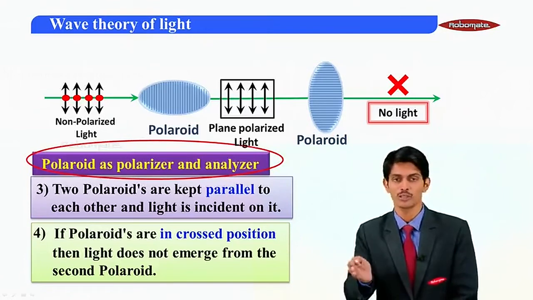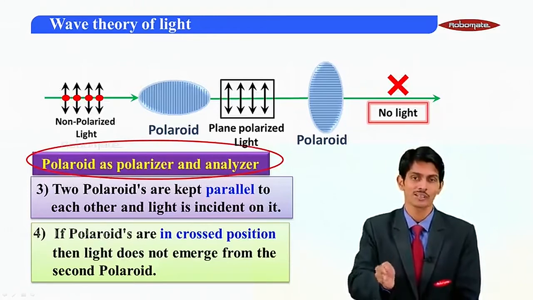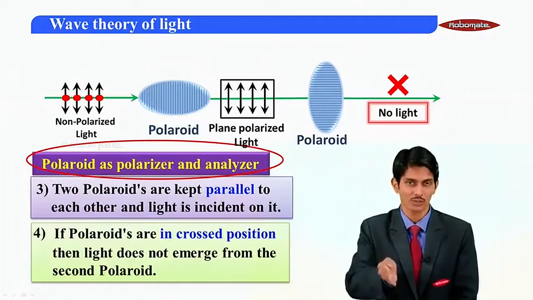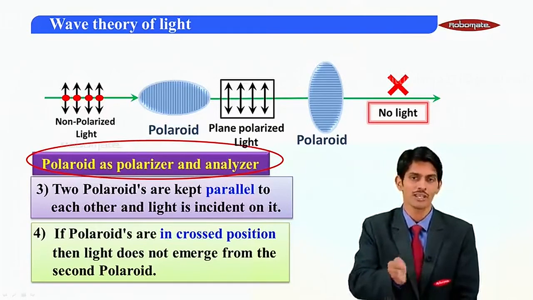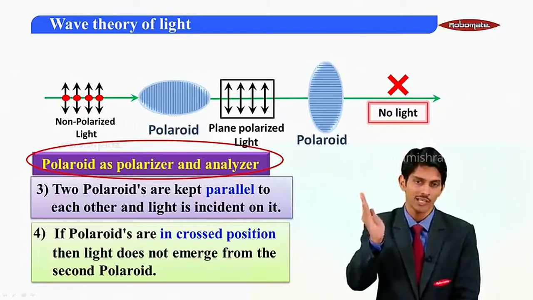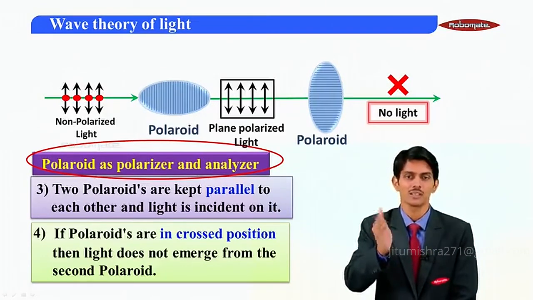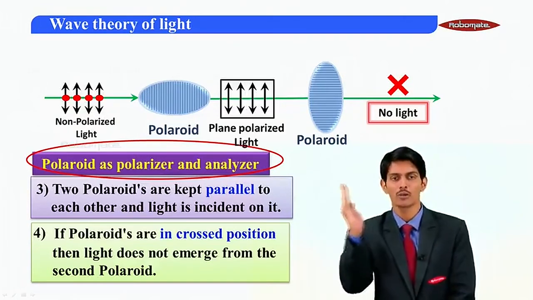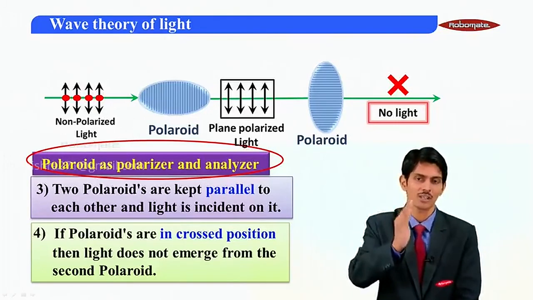This Polaroid does the job of polarization, restricting the light to vibrate in a single plane, and it also analyzes whether the light we are getting is plane polarized or not. In this cross position, after the second Polaroid we are not getting any light. So the Polaroid is analyzing that whatever light we got before it is plane polarized. Only then do we not get any light after this Polaroid.